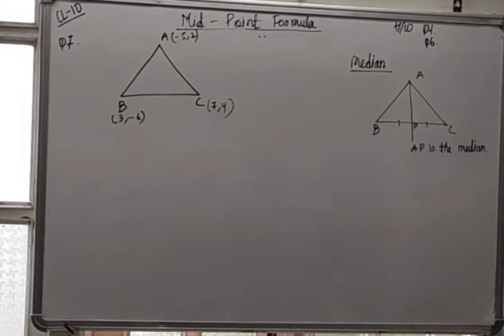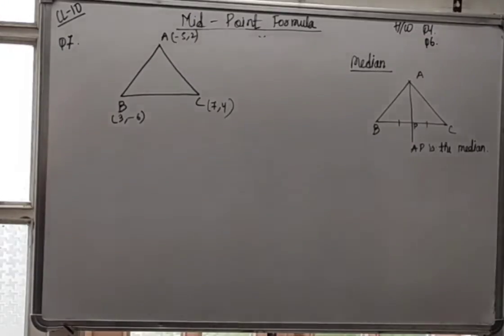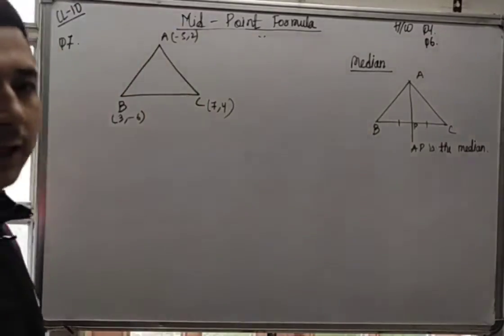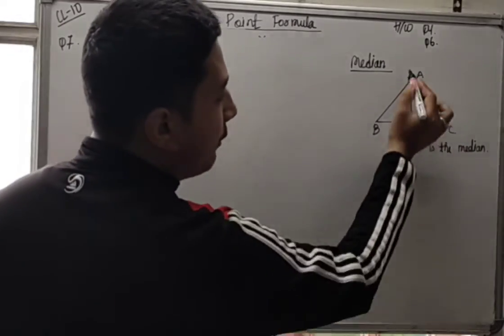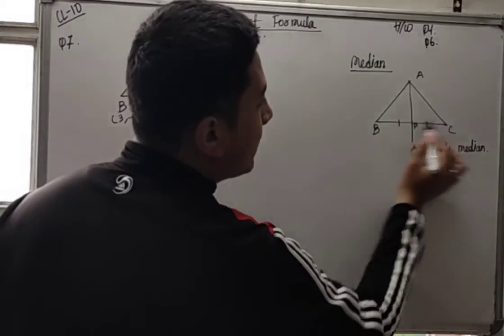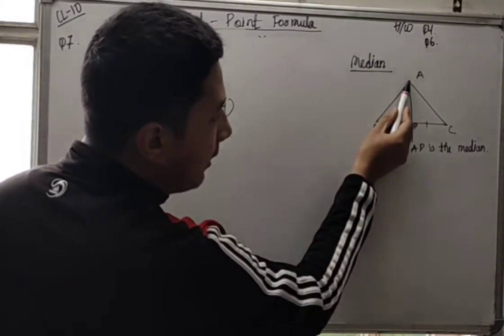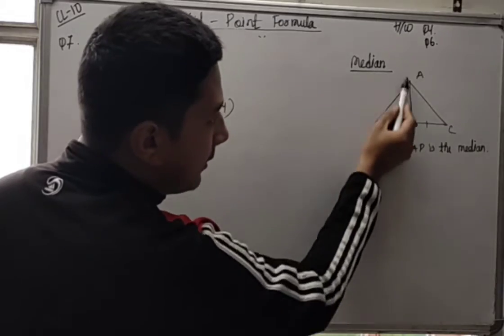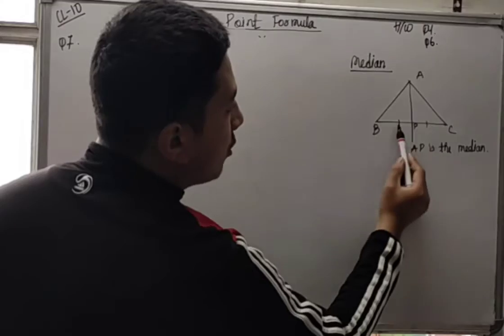All right, boys, let's move on to the next sum. That is question number 7. Before we start this sum, let us understand what we mean by median. Median is a very simple thing. A median is a straight line which divides the sides into two equal parts. So out here, if I draw the median from A, then this straight line is called the median because it divides BC into two equal parts.